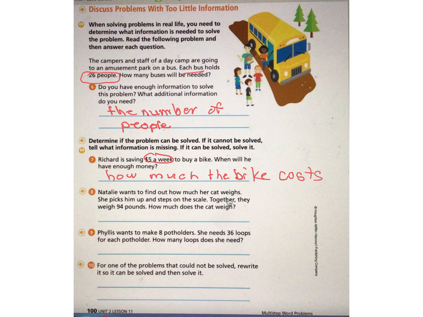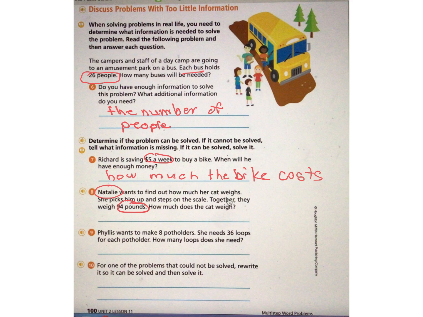For number 8, Natalie wants to find out how much her cat weighs. She picks him up and steps on the scale. Together, they weigh 94 pounds. How much does the cat weigh? Okay, so here we have a number that says together the cat and Natalie weigh 94 pounds. But to figure out how much the cat weighs, we need to know how much Natalie weighs.